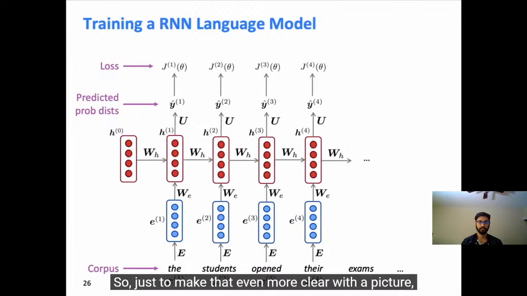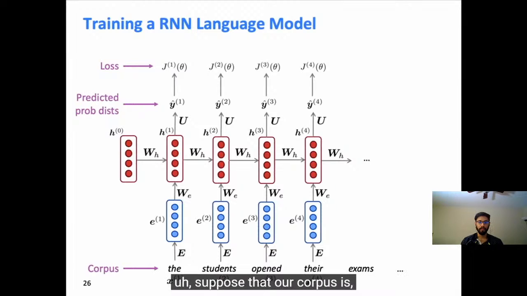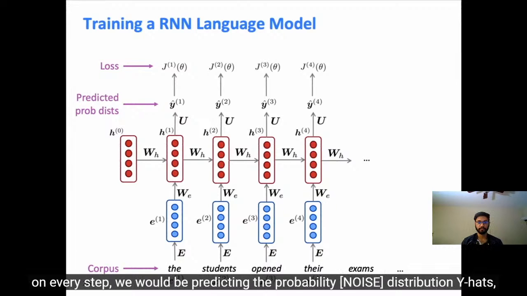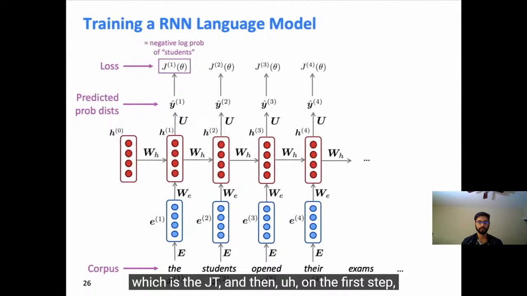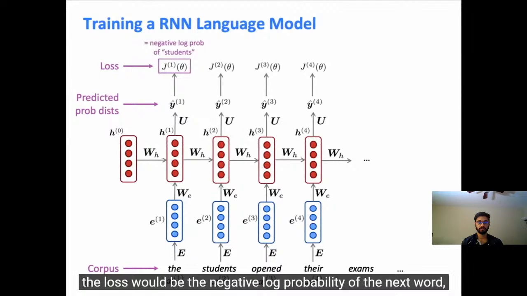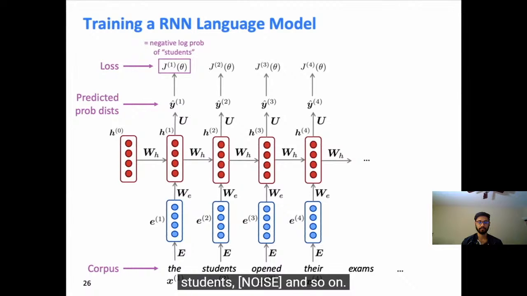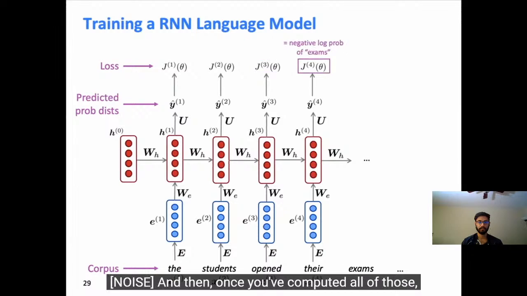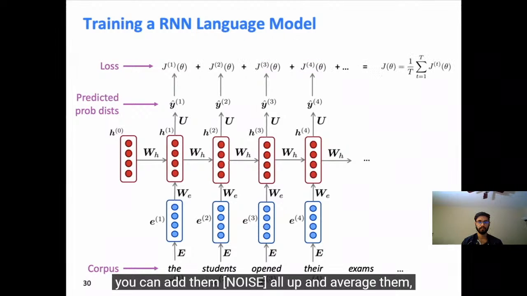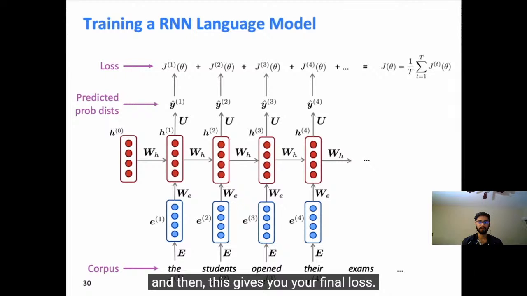Okay, so just to make that even more clear with the picture, suppose that our corpus is "the students open their exams," etc., and it goes on for a long time. Then what we'd be doing is running our RNN over this text, and on every step we would be predicting the probability distribution y hats, and then from each of those you can calculate what your loss is, which is the J t. On the first step, the loss would be the negative log probability of the next word, which is, in this example, "students," and so on. Each of those is the negative log probability of the next word. And then once you've computed all of those, you can add them all up and average them, and this gives you your final loss.